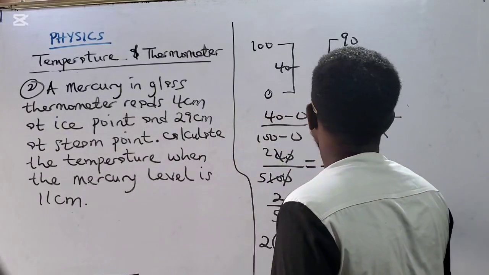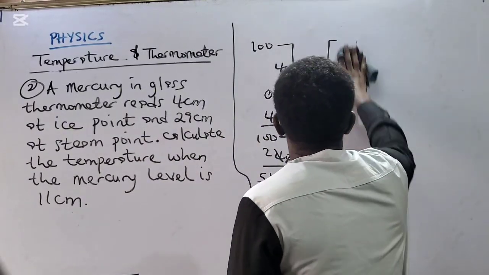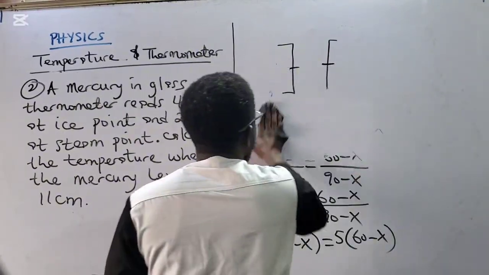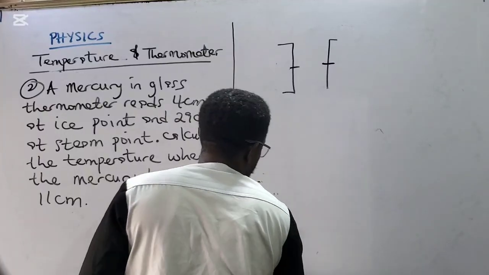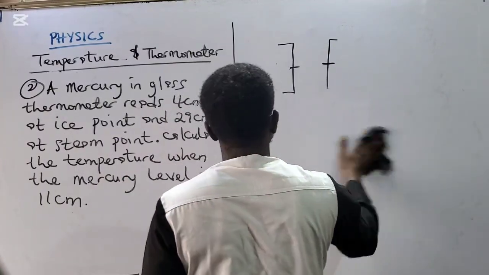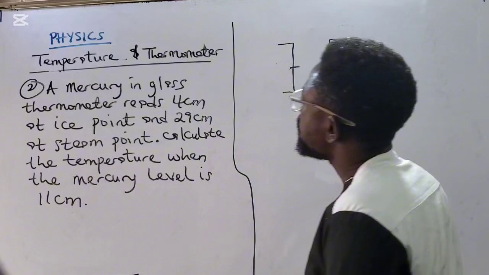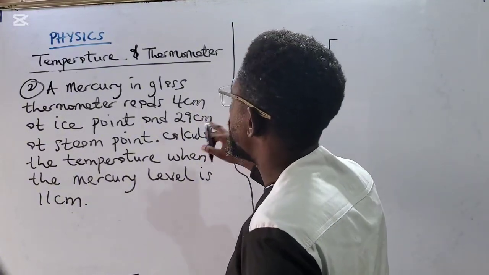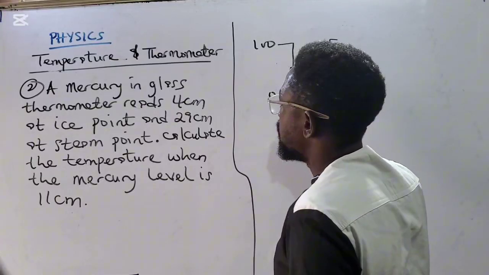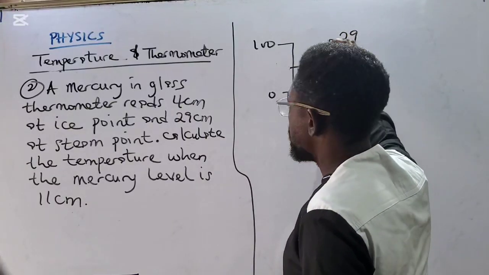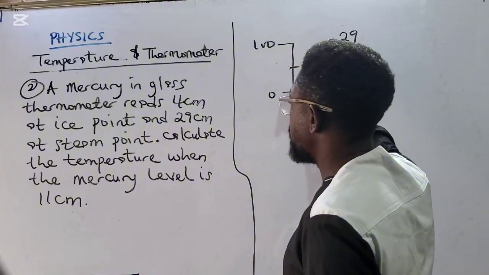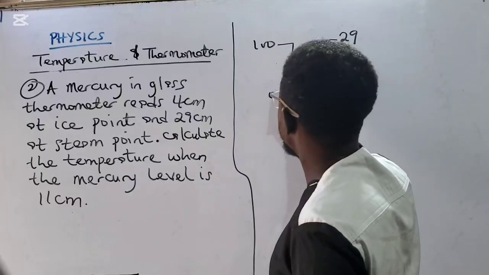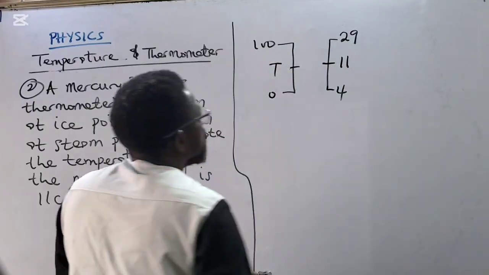Now, when you have a question of this form, it's still the same thing I'll do. Here becomes the 0 point, and here it's 100. 4 cm at ice point, and 29 at steam point. Calculate the temperature when the mercury level is 11 centimeter. That's 11. And we calculate the temperature, that's the actual temperature. We'll have something like this.